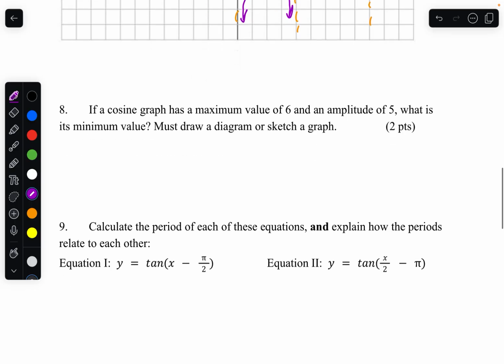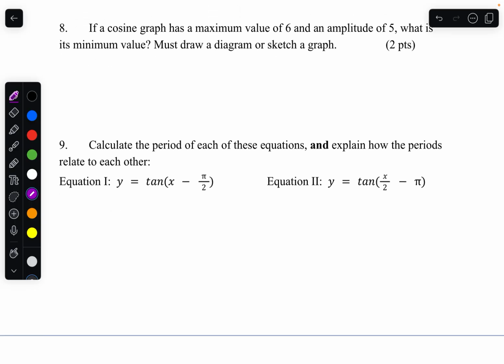All right. If a cosine graph has a maximum value at 6 and an amplitude of 5, so its maximum is at 6, well, the amplitude is 5. That's the space in between the next numbers. So if the maximum is at 6 and the amplitude is 5, that means I'm going to come down to 1 for the midline. And I would go down 5 more in this case, and I will be at negative 4.